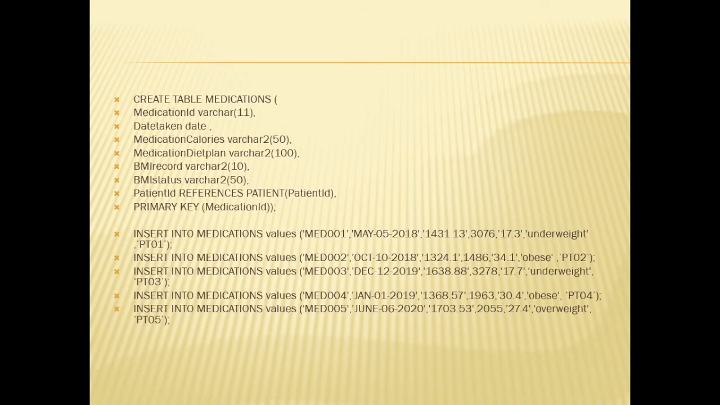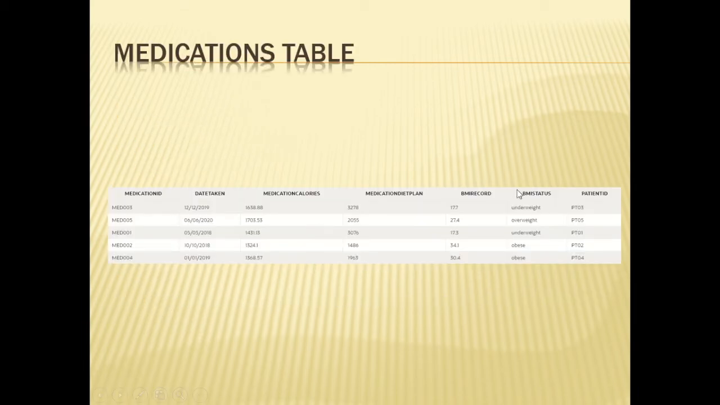Next, we create the table medications. The medication table contains medication ID, date taken, medication calories, medication diet plan, BMI record, BMI status, and patient ID references patient ID. Why I put this? Because I want the table to relate to the patient table. So when we input the values to the details, we put the patient ID at the back. So the table will be like this: medication table, patient ID.